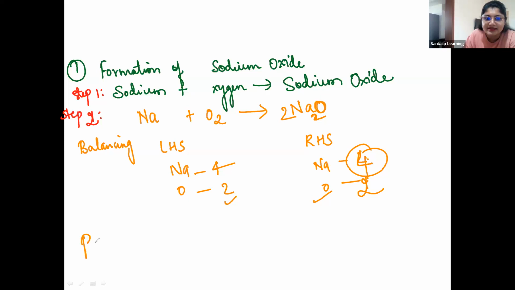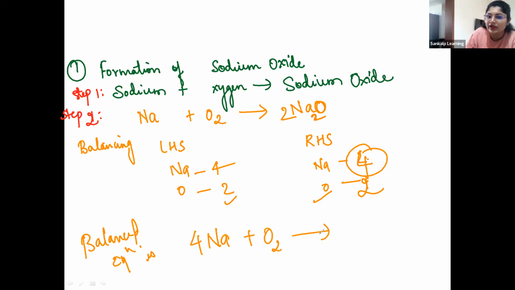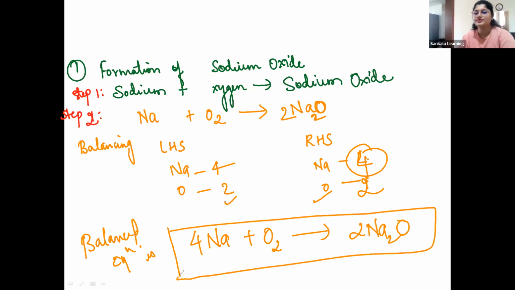So the balanced equation is 4Na plus O2 giving you 2Na2O. Now just check, is it balanced overall? Yeah, it is, because 4Na and 2Na2 is nothing but 4Na again, and O2 and 2O is nothing but O2 again. So both sides are balanced.